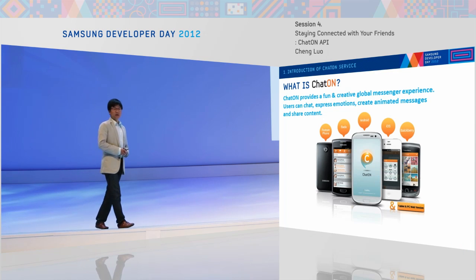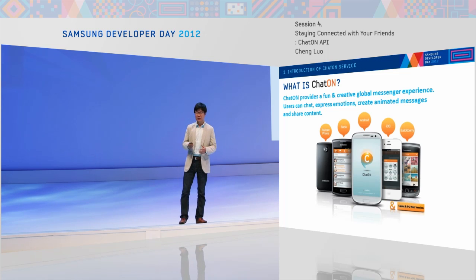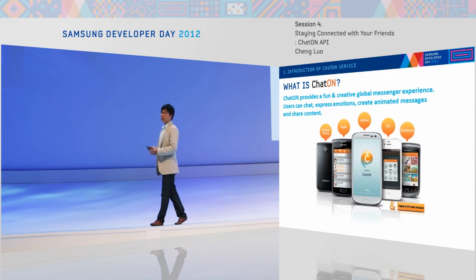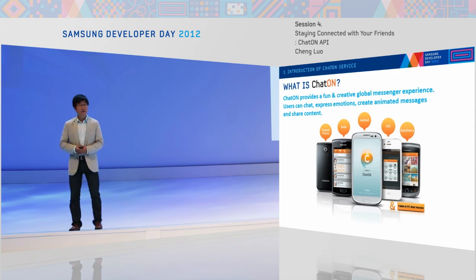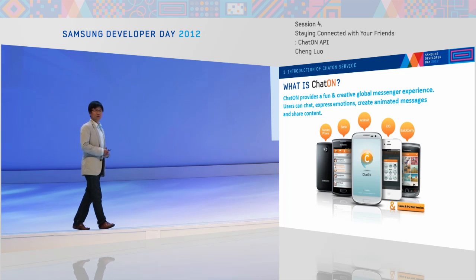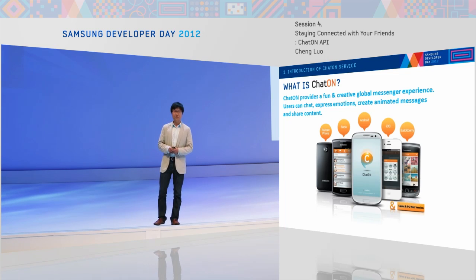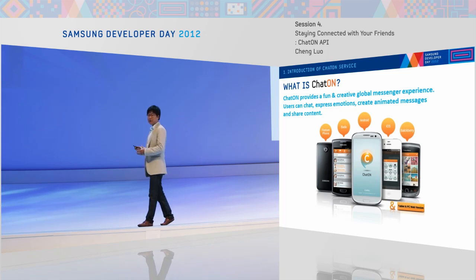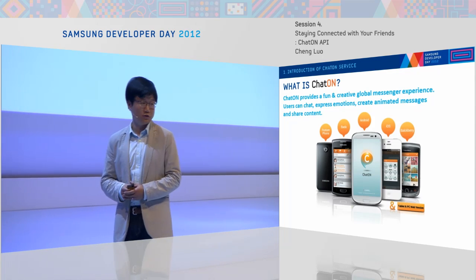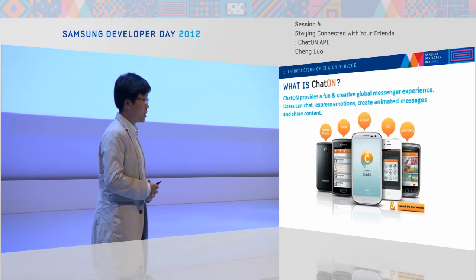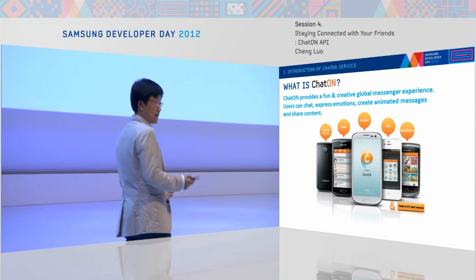ChatON is actually Samsung's own real cross-platform messaging service. It brings all these fantastic creative features to all our users and developers. It's available on Samsung's feature phones, Samsung's Bada phones, and of course Samsung's Android phones. It's also available on iOS and BlackBerry. We also have the tablet version and web version, so you can use it on your PC as well. That means it's really true cross-platform.